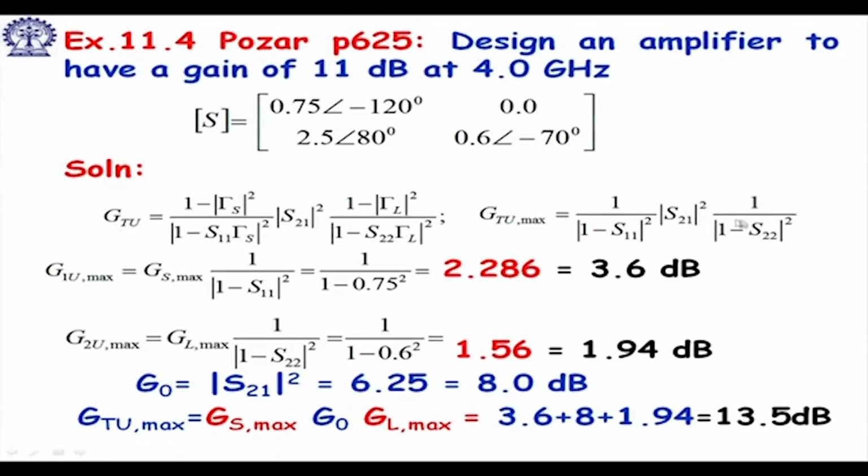So GTU, the gain from the input section, instead of S I am calling G1. The input section can give you a maximum of 3.6 dB, the output section can give you a maximum of 1.94 dB, and the transistor itself gives you a gain of 8 dB. So maximum you can have 3.6 plus 8 plus 1.94, about 13.5 dB, but 11 is required. So you can cut down here or here, as per your choice.